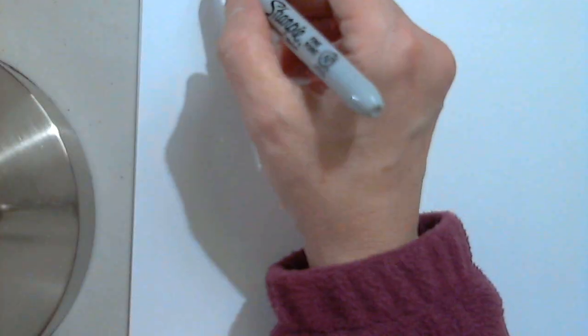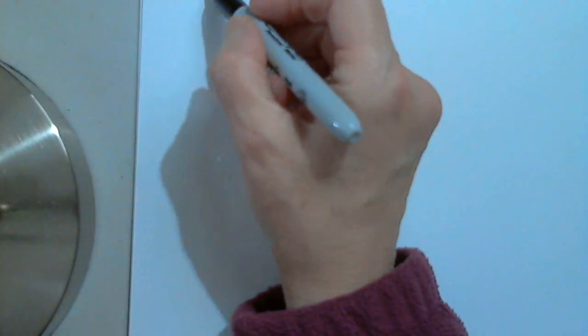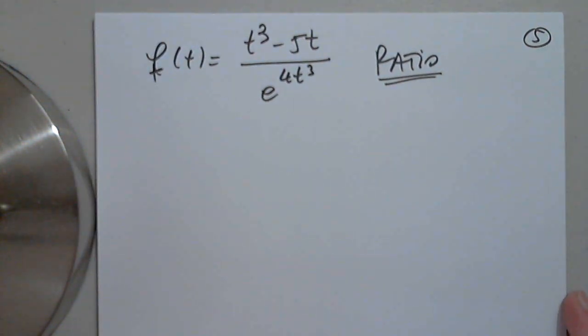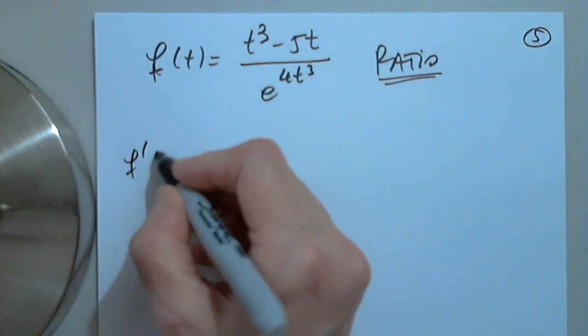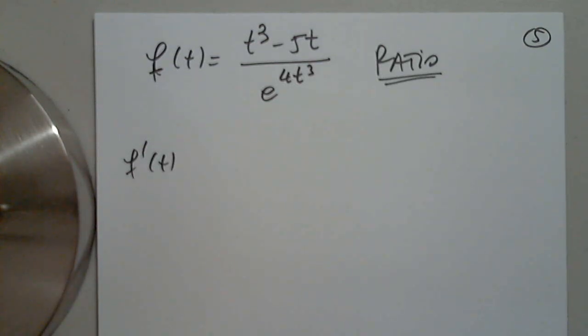Good. So we have f of t equals t to the third minus 5t over e to 4t cubed. Perfect. So the first thing I need to identify is that this is a ratio, and I have to use the quotient rule. So remember the quotient rule. It says differentiate. Yes, okay, just the first derivative.